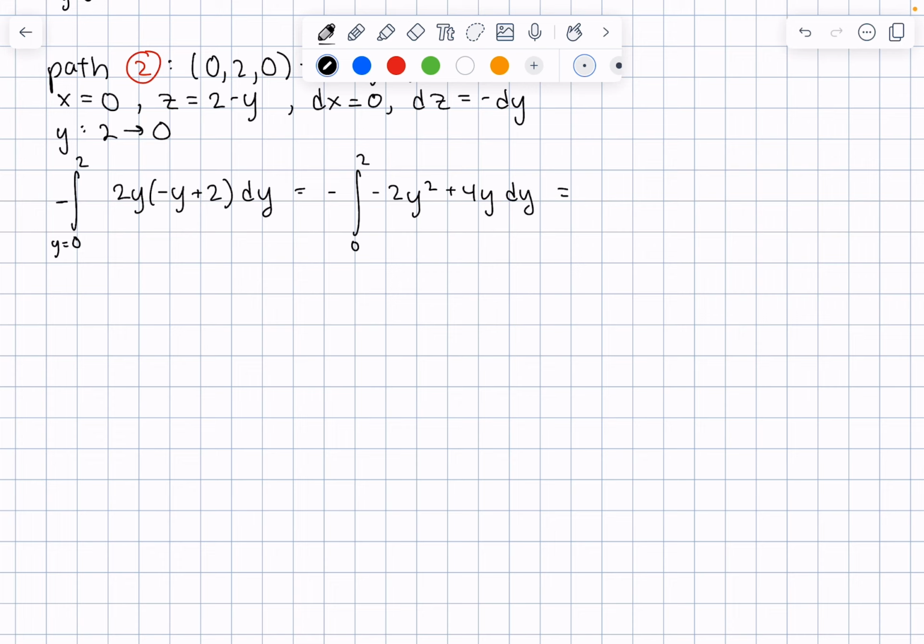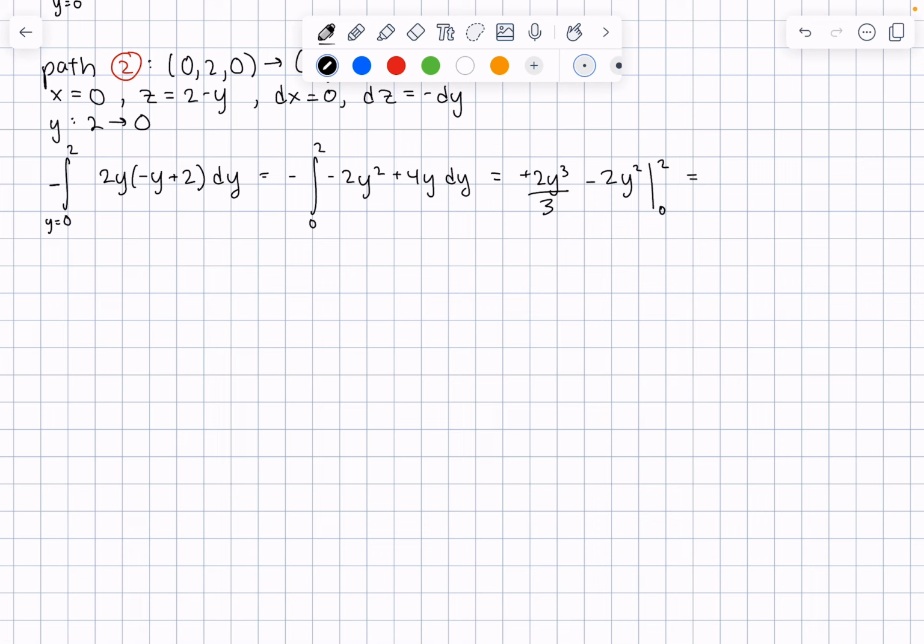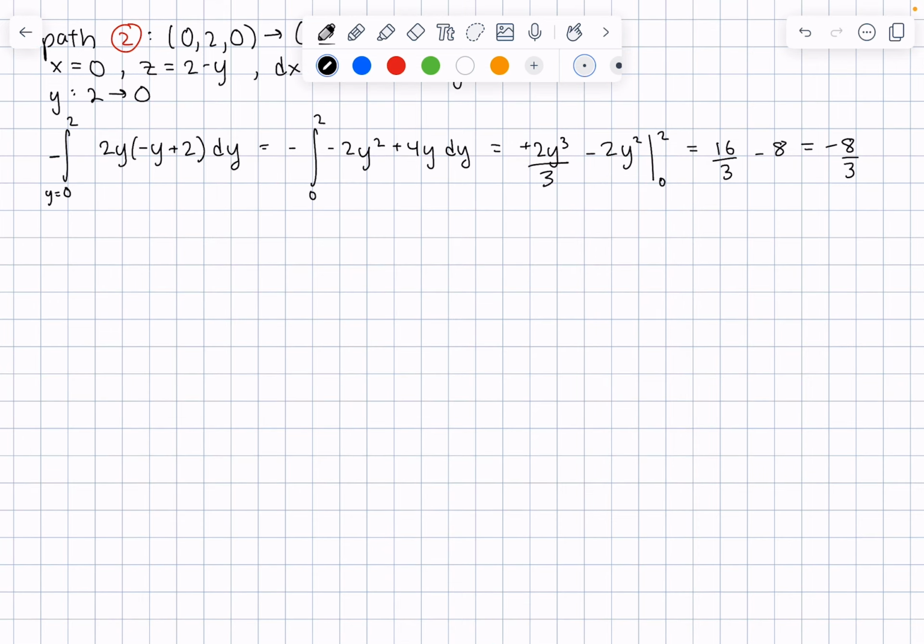which is going to be our negative 2y cubed over 3 plus 2y squared, because it's 4y squared over 2. And then this is going to go from 0 to 2. And then that just simplifies into our 16 over 3 minus 8, which gives us negative 8 over 3 if we were to use the same fraction method as we used above. So there's our answer for path 2. And then now we can worry about path 3.